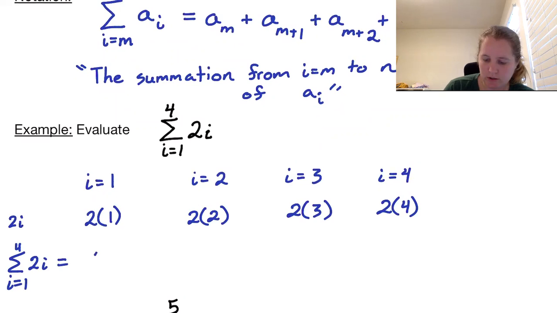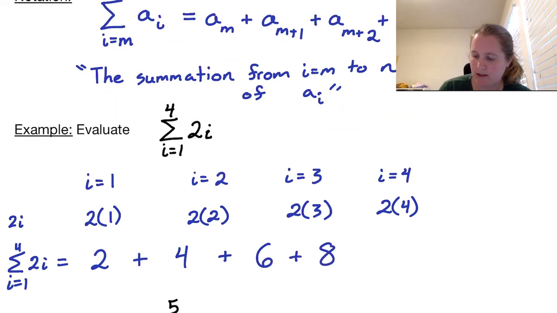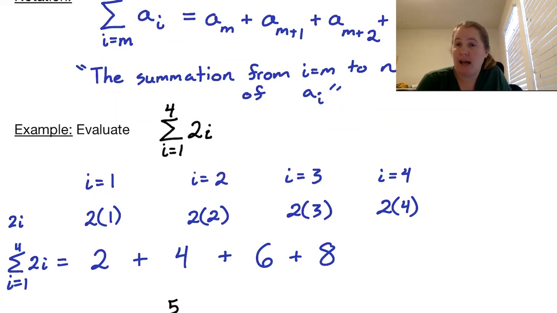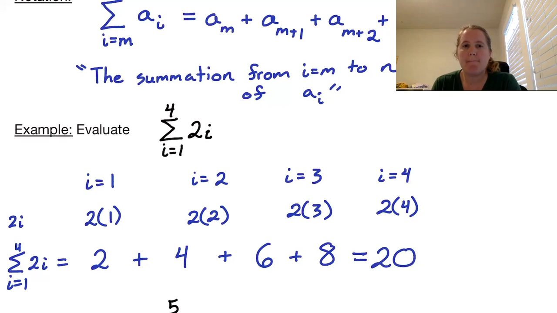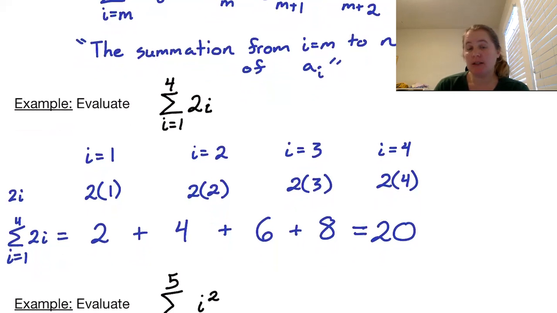So 2 times 1 is 2, 2 times 2 is 4, so we'll add that. 2 times 3 is 6, we will add that. And 2 times 4 is 8, so we will add those 4 terms. So summation just means figure out what each of those terms would be by plugging in the relevant i and then add them up. So this winds up being what, 20? So that summation is just 20.